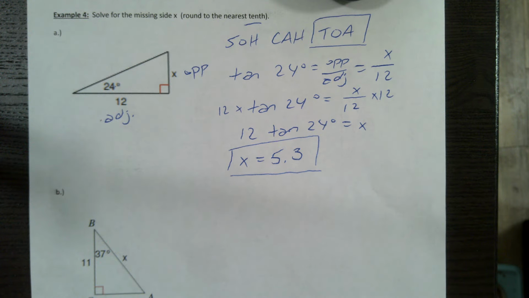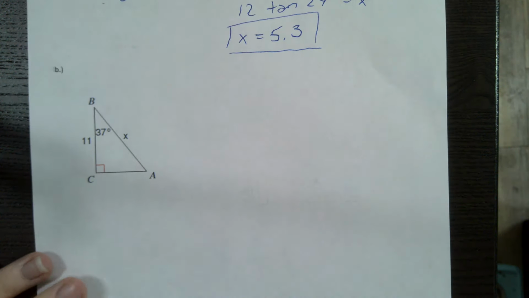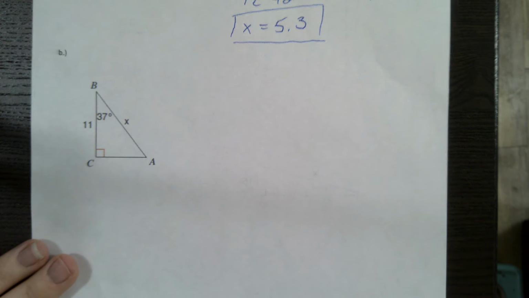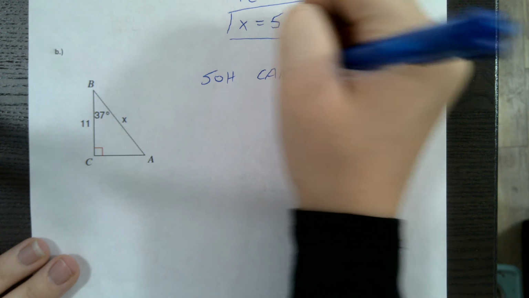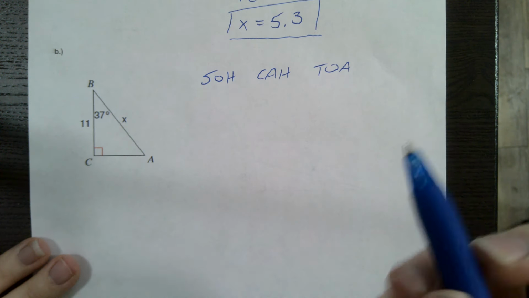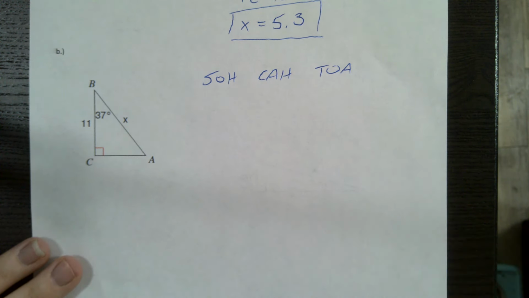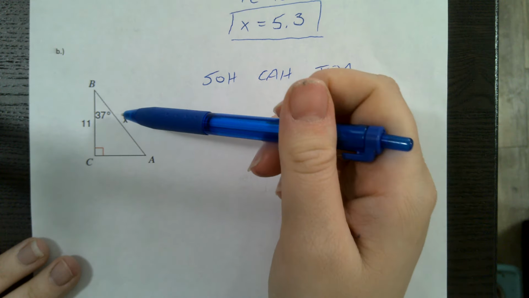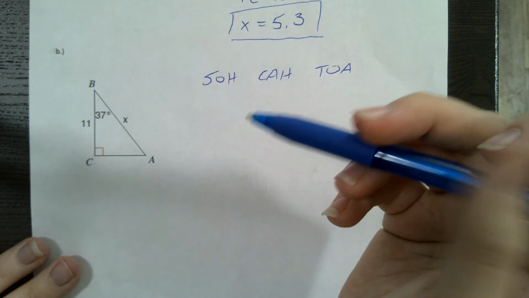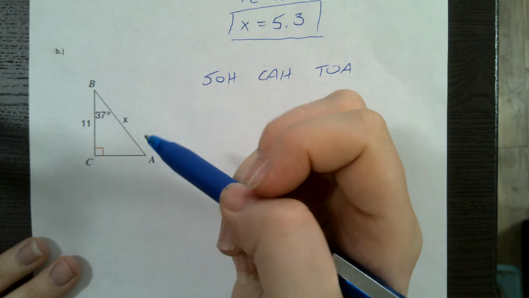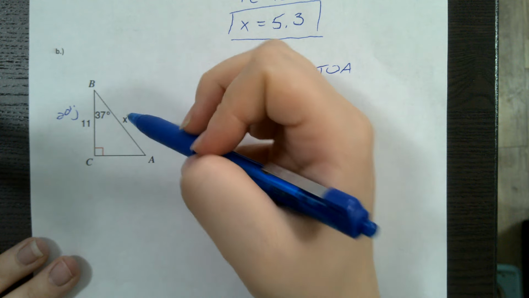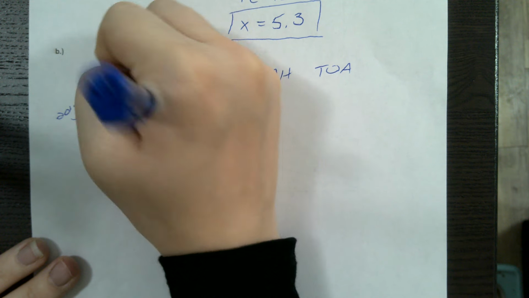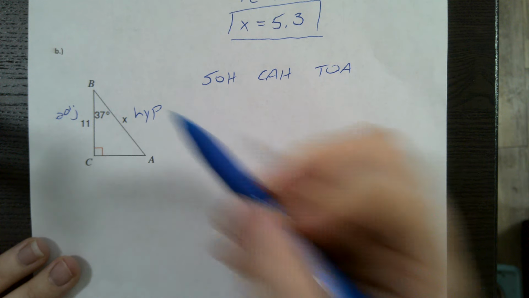So let's do B. It's going to be the same type of problem. We're trying to find that missing side x. So we're going to use SOHCAHTOA again and figure out which ratio we're working with. So our angle that we're using here is 37, and then we want to find what relationship do these sides have to our angle 37. So 11 here, our side 11, is going to be adjacent because it's right next to it. And our side x here is our hypotenuse. It's our longest side, and it's opposite that right angle.